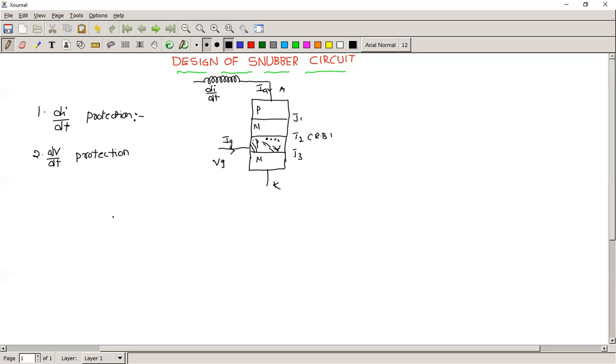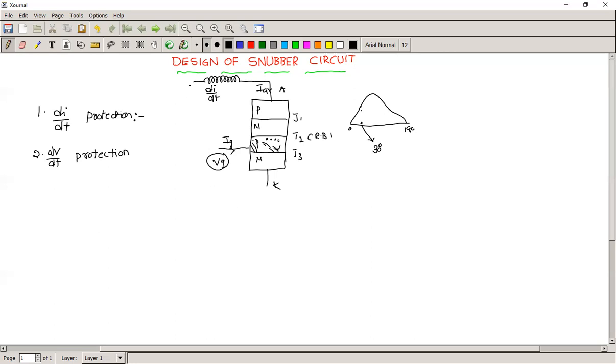Suppose by means of this gate voltage, we want to turn on the SCR at an angle of 30 degrees. Here the input voltage is taken from 0 to 180 degrees, a half cycle. Now we want to turn on the SCR at this point: this is 0, this is 180, and this is the 30 degrees point. At that point we apply the triggering voltage to the SCR, when the SCR is forward biased.